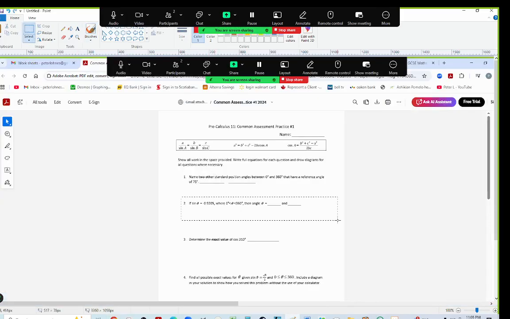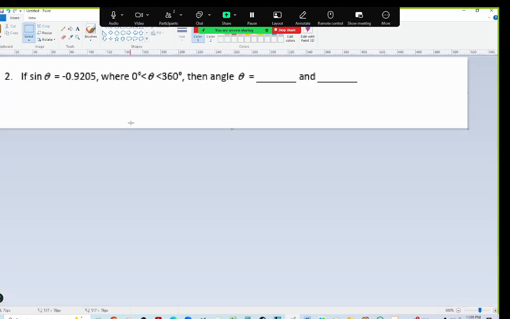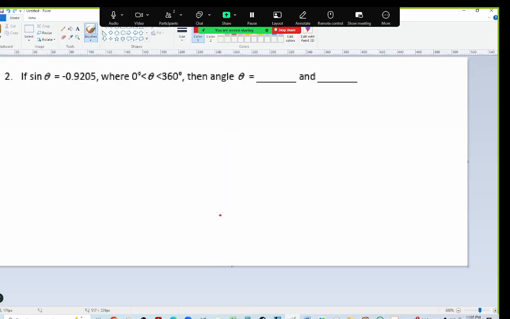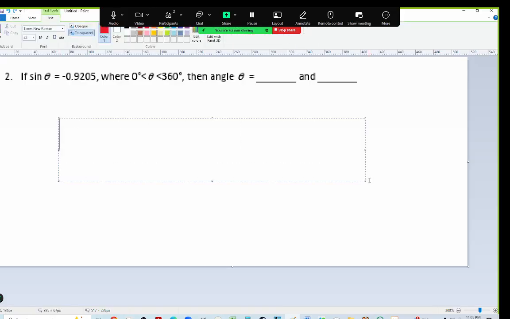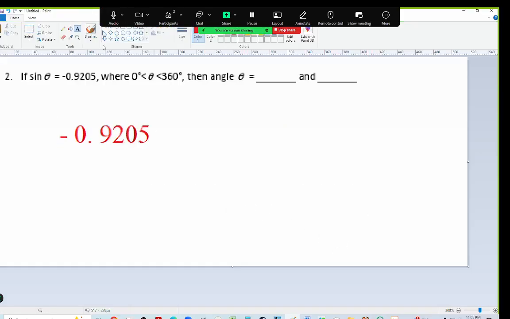So this one, notice right away that there's a long decimal to negative. Right away, you should say that is not an exact triangle. So that means my calculator. What are they asking? Two possible angles. Notice there's a negative number here. The number they're giving us is negative 0.9205.